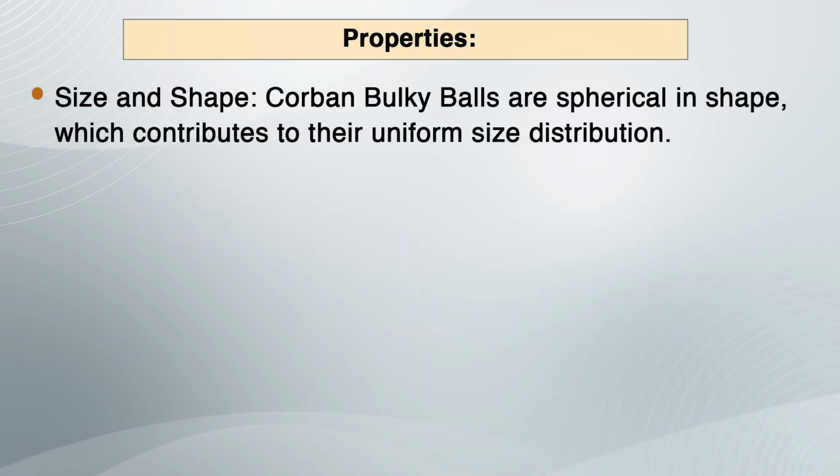What are the properties of carbon buckyball? Carbon buckyballs are spherical in shape, which contributes to their uniform size distribution, ensuring that these nanoparticles possess a very consistent geometrical structure, which is crucial for many applications. The size of these particles can range from a few nanometers to several micrometers, allowing flexibility in their use across different fields. This size range facilitates their integration into various systems and technologies, from nanoelectronics to drug delivery.